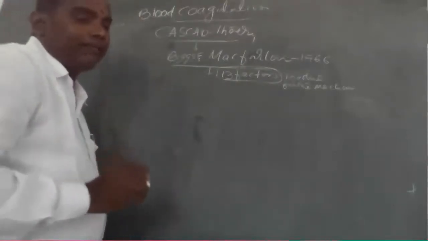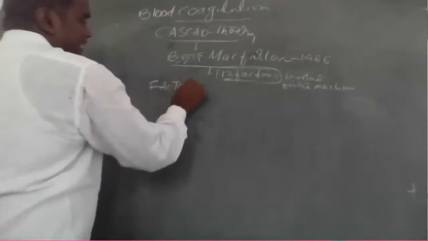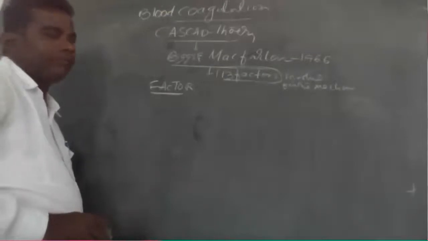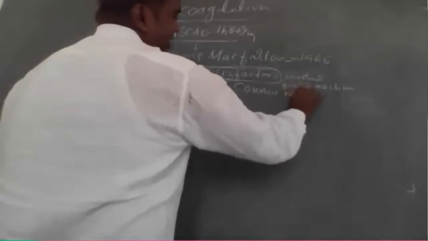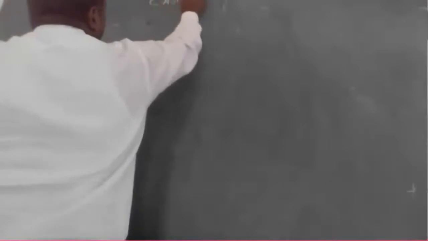Number one, you know very well. First factor. Here you must write the factor and the common name. Here, what are the important factors? 13 factors are involved. So I would like to say here, cascade theory.